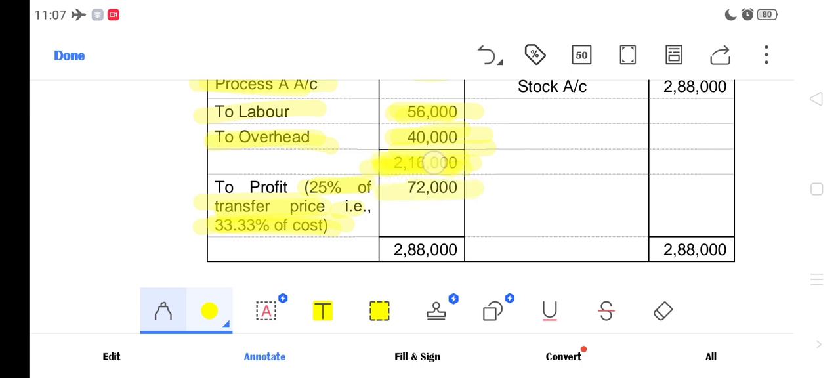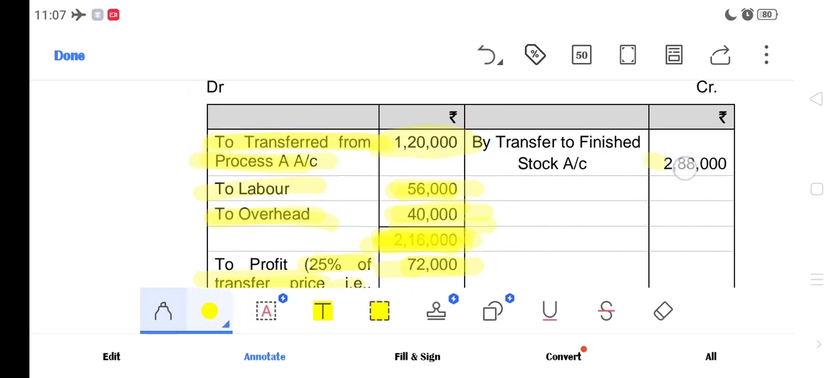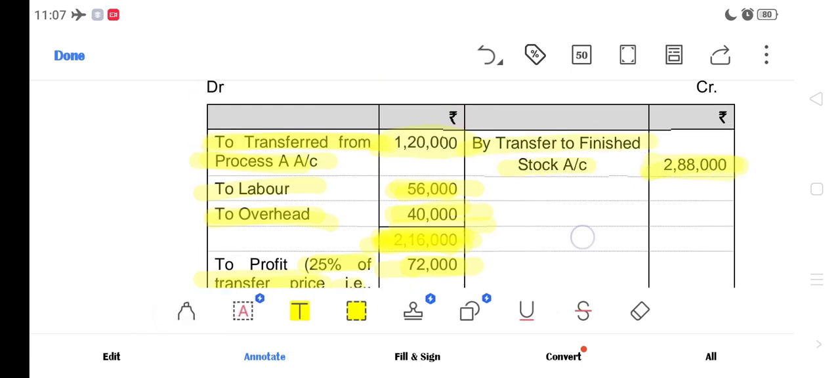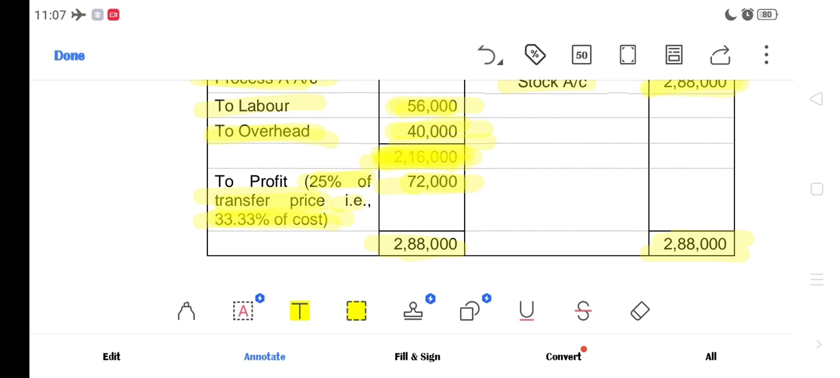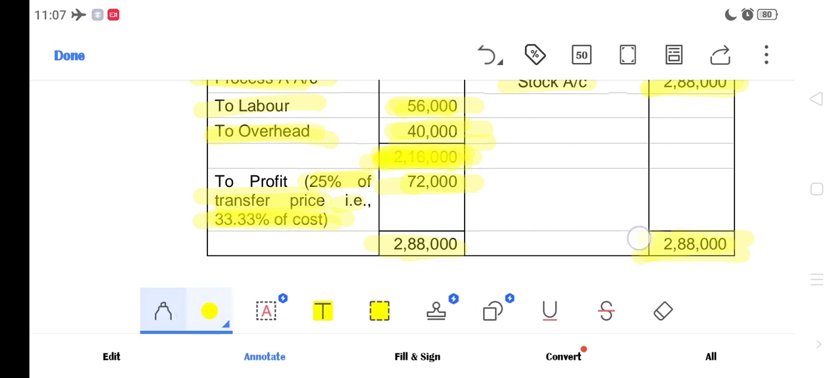So not for this 2,16,000 they have transferred. Upon this they have applied some profit. So for 2,88,000 they have transferred to finished stock, right? So by transfer to finished stock they have transferred it for 2,88,000, right? So the cost is 2,16,000. They have transferred for 2,88,000. What is the profit, guys? 2,88,000 minus 2,16,000.